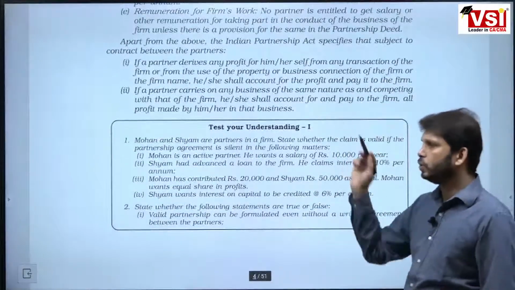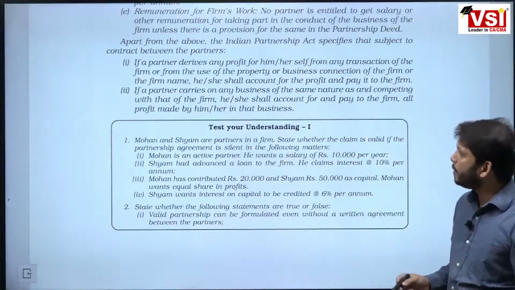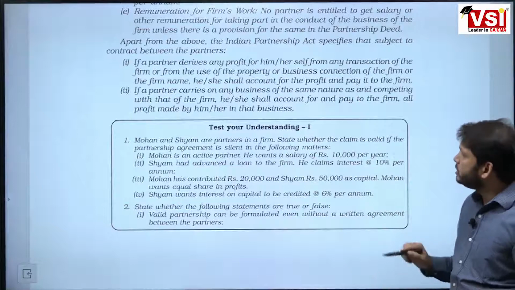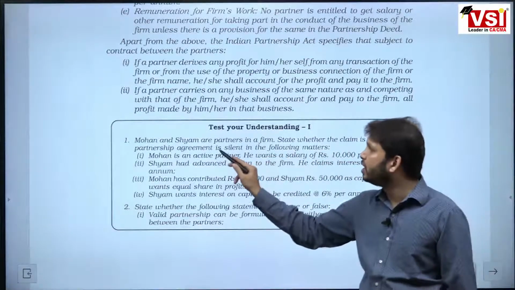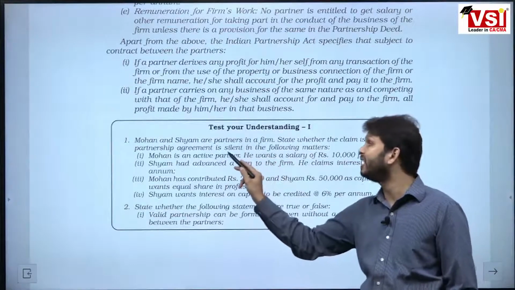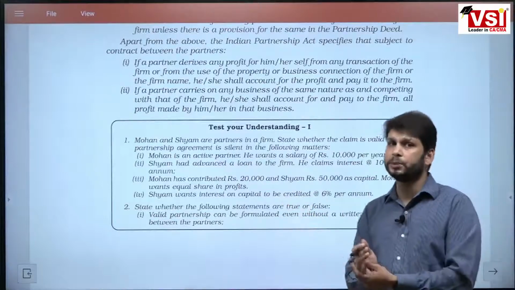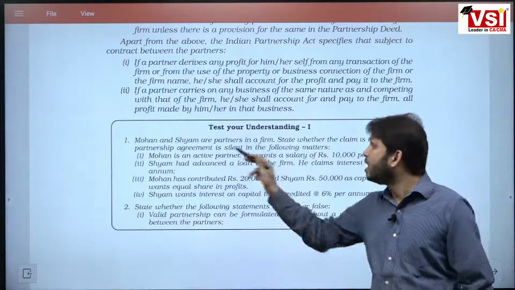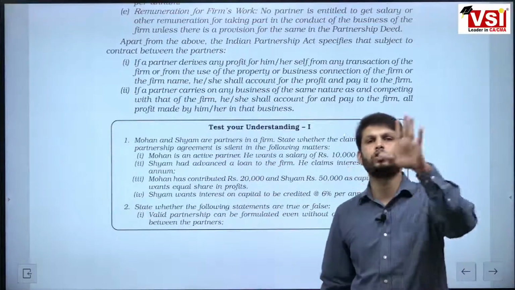Okay, in this video we'll just test our understanding about this and finish it off. Mohan and Shyam are partners in a firm. State whether the claim is valid if there is a partnership agreement but it is silent on the following matters. They had an option not to have a partnership agreement, but they had an agreement, but on these matters the agreement is silent, it does not mention anything.